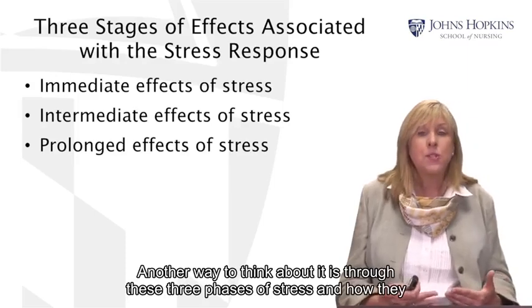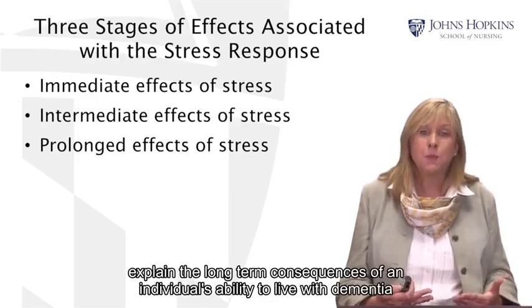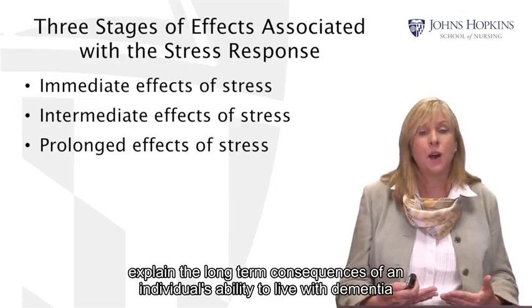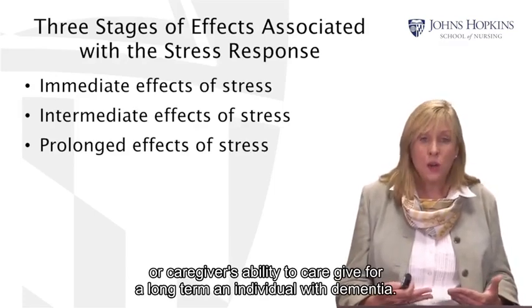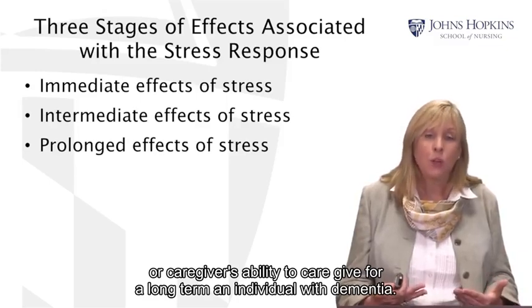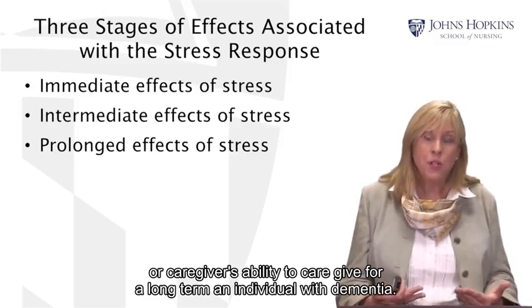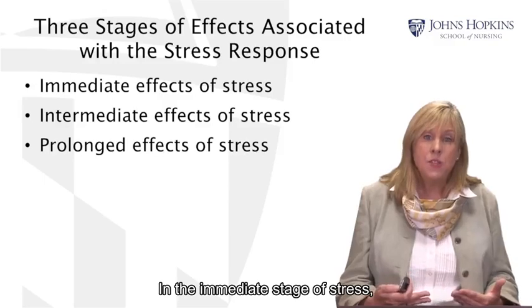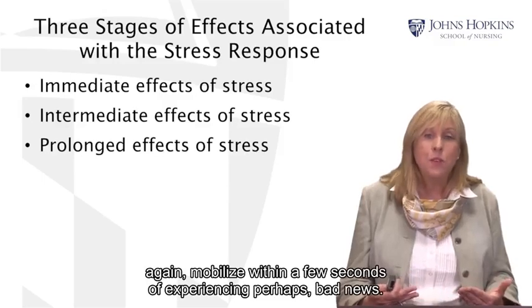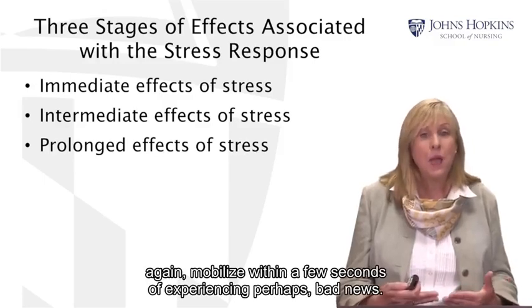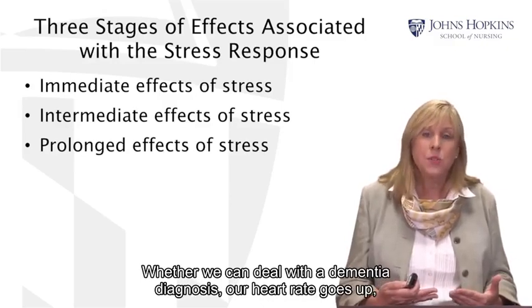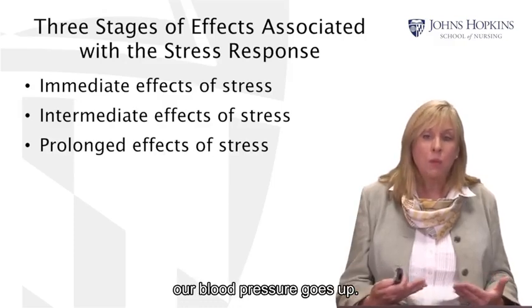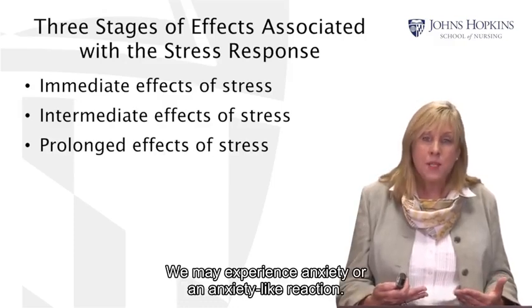Another way to think about it is through these 3 phases of stress and how they explain the long-term consequences of an individual's ability to live with dementia or a caregiver's ability to care long-term for an individual with dementia. In the immediate stage of stress, again, mobilized within a few seconds of experiencing perhaps bad news, whether we can deal with a dementia diagnosis, our heart rate goes up, our blood pressure goes up, we may experience anxiety or an anxiety-like reaction.